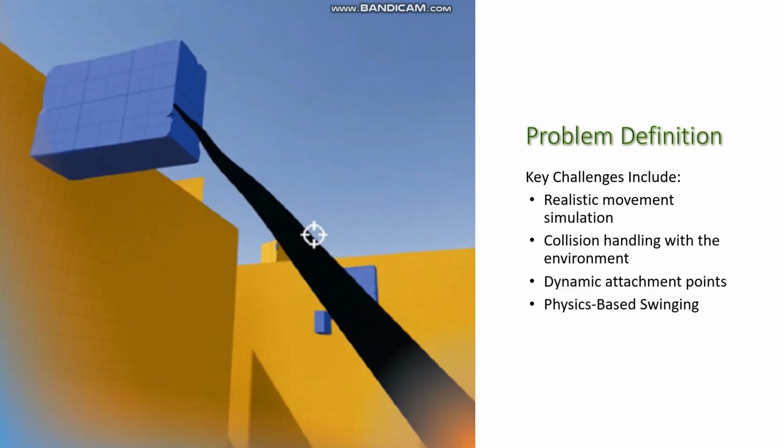There are three key issues. The first one is simulating accurate pendulum motion that reacts to player inputs and the environment. The second one is managing collision detection with objects or terrain during the swing or grapple. The next one is allowing dynamic attachment points, especially in open-world games. Developers need to balance realism with accessibility, ensuring that players feel in control while navigating complex environments.